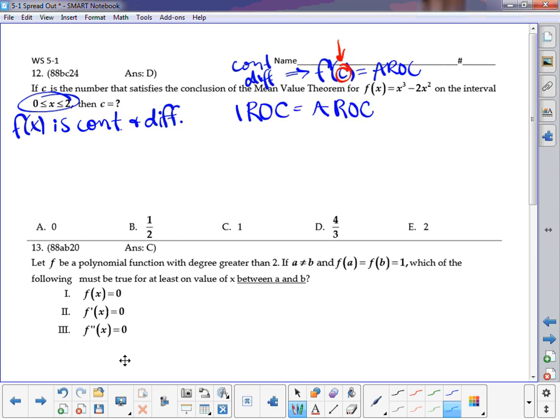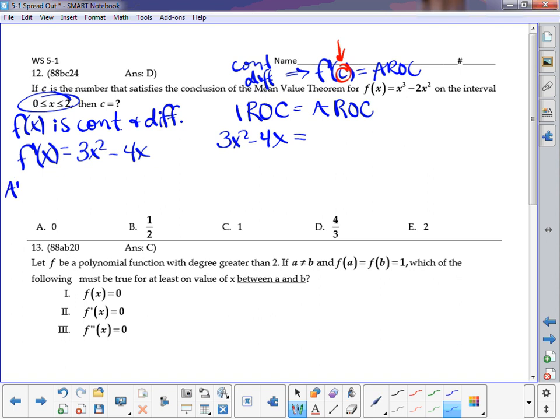So my instantaneous rate of change is my derivative. So I'm going to go ahead and do my derivative here. F prime of x equals 3x squared minus 4x. So that's my instantaneous. I'm going to go and write that out. Now we want that to equal our average rate of change.